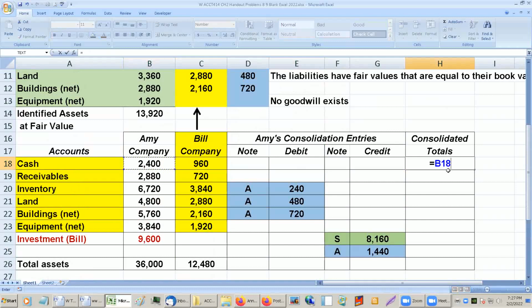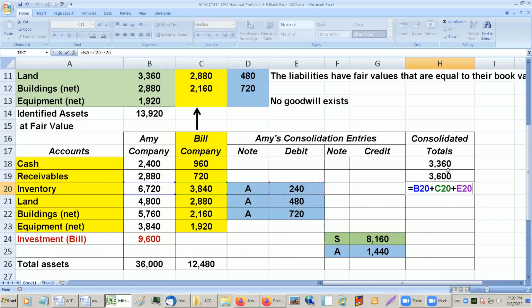Okay, so how much cash do we have? We have 2,400. And Bill has 9,600. So this is how much money in cash we have. Same thing for receivables. You just copy that down if you want. For inventory, we have the 6720 plus 3840 plus this addition.